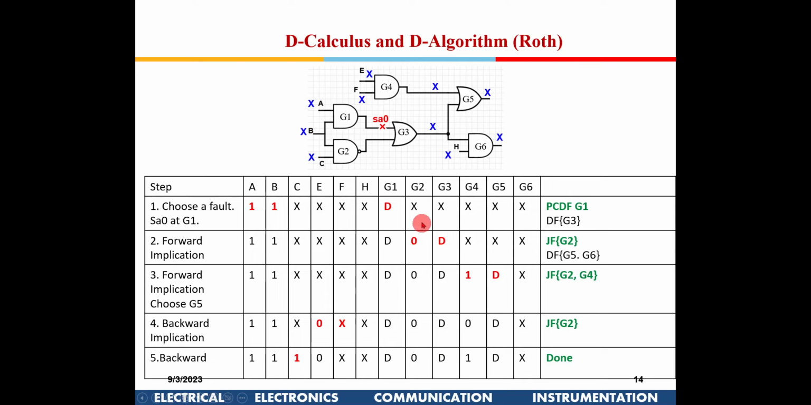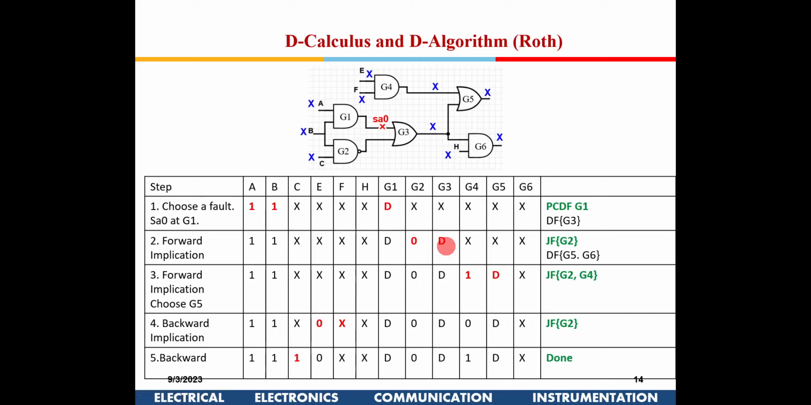I hope it is not confusing. This G2 means this particular net. I have not given another name, otherwise it would become too clumsy with so many variables. That's the only reason I have used the same gate name out here. So I put a 0 out here, and that pushes the D from this point to this point, and now G3 has become D, okay.